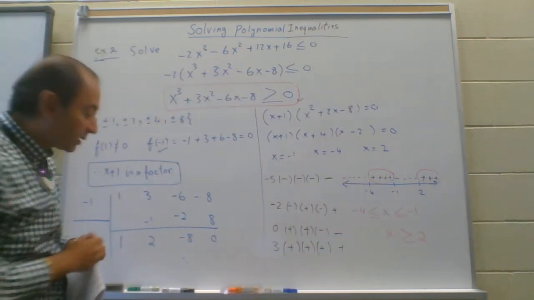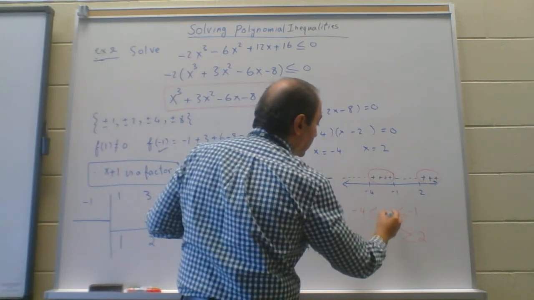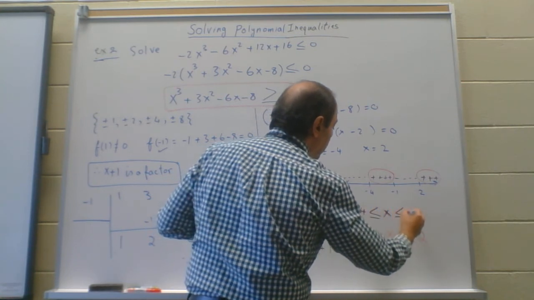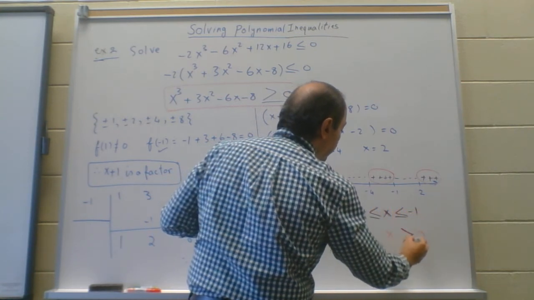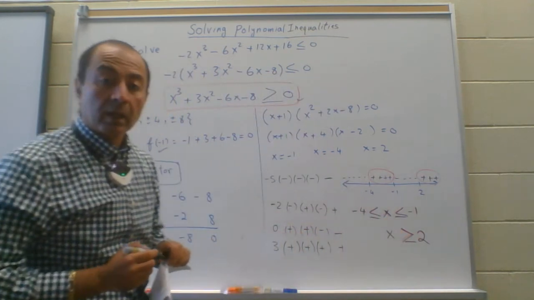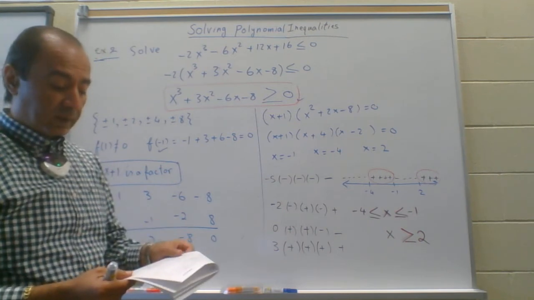I don't know if you can see the red. x is greater than or equal to negative 4 and less than or equal to negative 1. And x is greater than or equal to 2. Okay, this is how we solve inequalities.